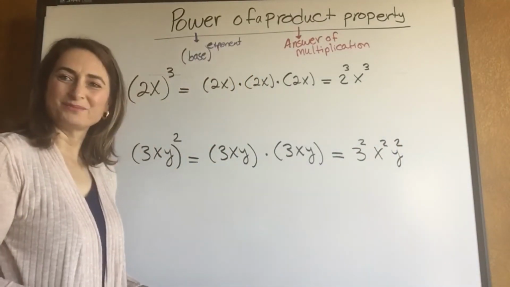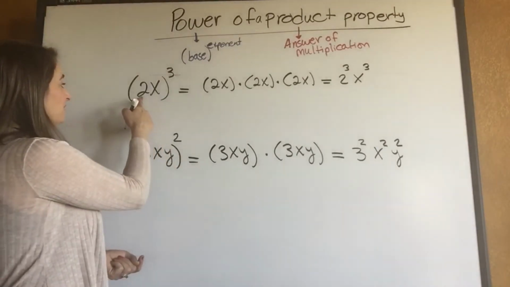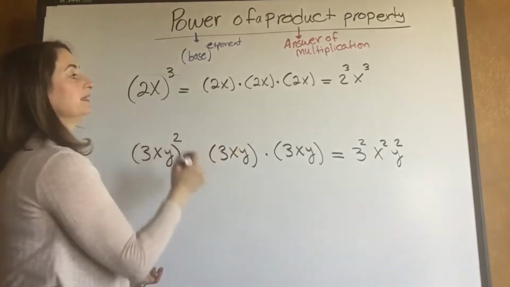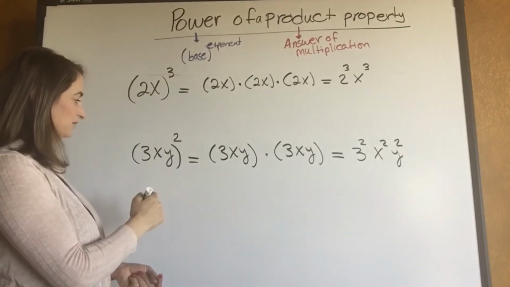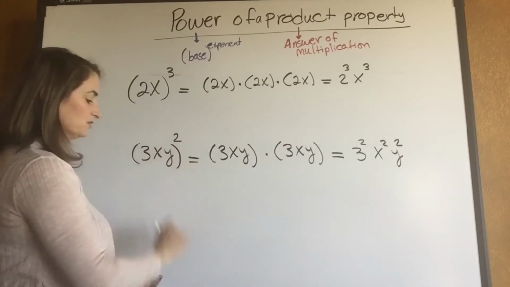What did you notice about the parentheses and the exponents? Watch how with 2x inside the parentheses, I got rid of the parentheses by distributing that 3 over the 2 terms. Same with the second one. I got rid of the parentheses by distributing that 2 over the 3 terms.